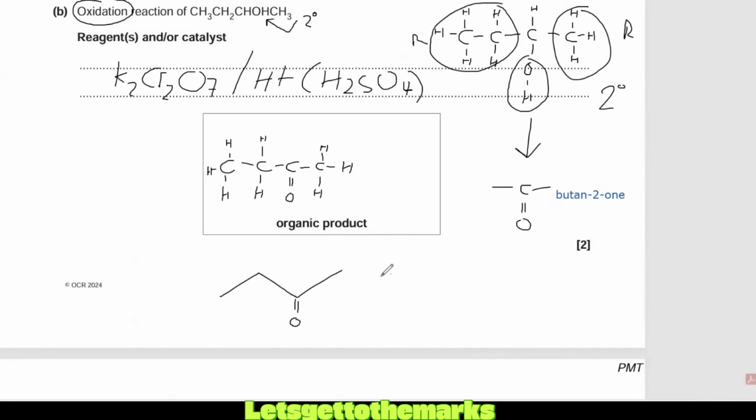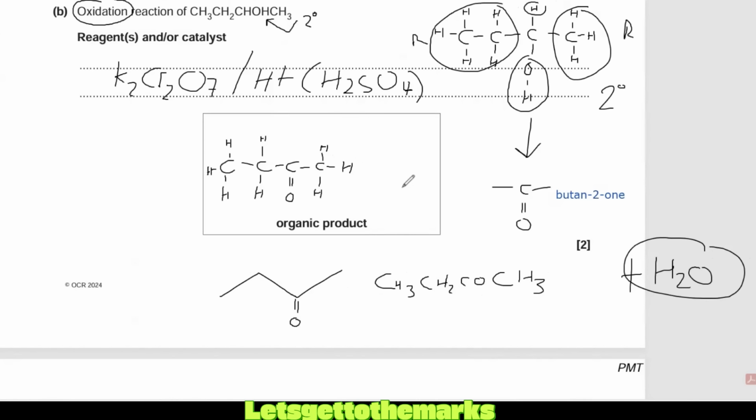Okie dokie. So we've got a reagent, K2Cr2O7, a catalyst, hydrogen ions or acidification, or saying it's acidified, H2SO4. And we've got an organic product to get the 2 marks. And the organic product, you can see I've got the skeletal, the structural, or the displayed. Any one of those is going to get you the marks.